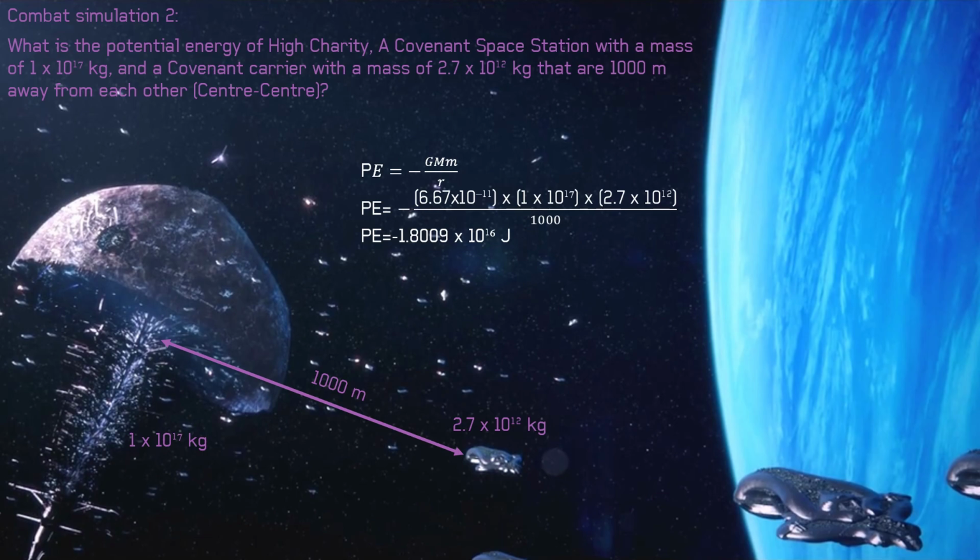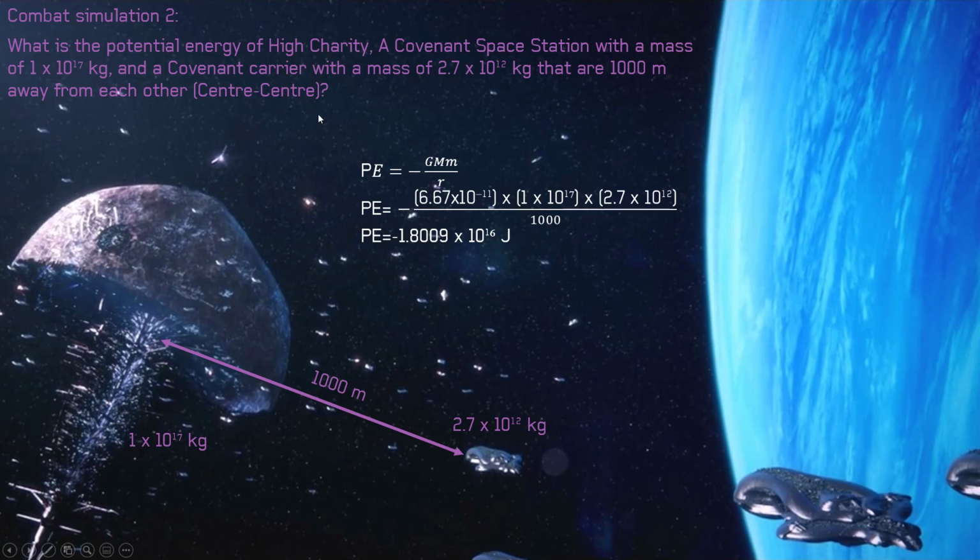So this question is asking for the potential energy between this Covenant space station and this Covenant carrier ship. We know the mass of the space station and the mass of the carrier, and we also know that the radius between them is 1,000 meters, center to center.